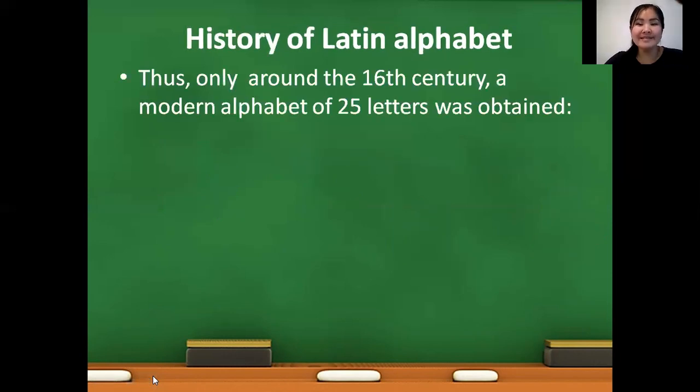So only around the 16th century we got our modern Latin alphabet, which contains 25 letters. And they are: A, B, C, D, E, F, G, H, I, J, K, L, M, N, O, P, Q, R, S, T, U, V, X, Y, Z.